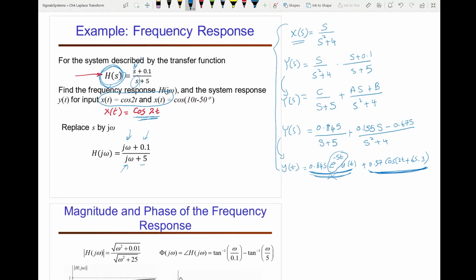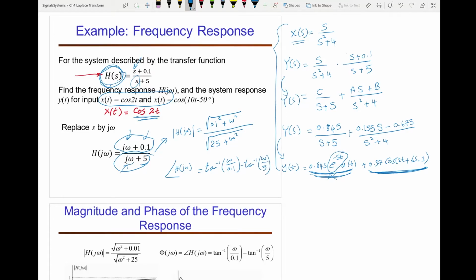Now I need to find the magnitude. So the magnitude will be the square root of the real square plus the imaginary square, divided by the square root of the real square, 5 square, that's 25, plus the imaginary square. And I need to find the phase. And this will be the angle of the numerator, which is tan inverse, the imaginary divided by the real, minus the angle of the denominator, which is minus tan inverse, the imaginary divided by the real.